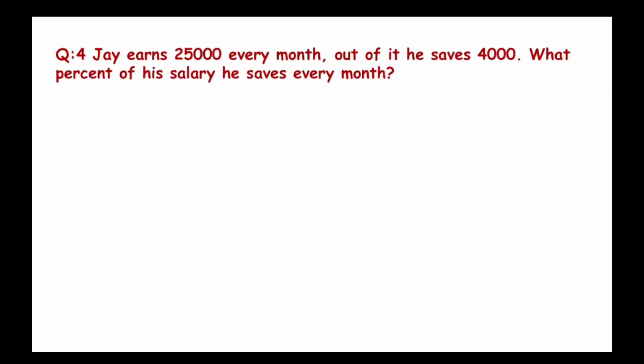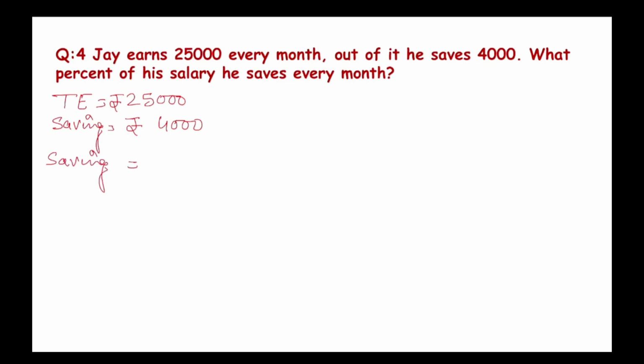Now I have taken one more word problem. Jay earns 25,000 every month. Out of it, he saves 4,000. What percent of his salary does he save every month? So total earning is 25,000 rupees and saving is 4,000 rupees every month. Now we can write the fraction of saving.